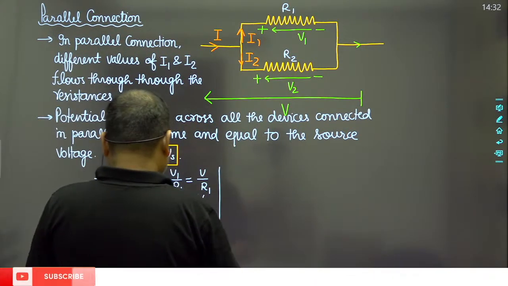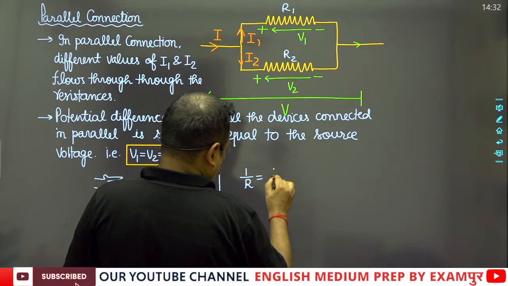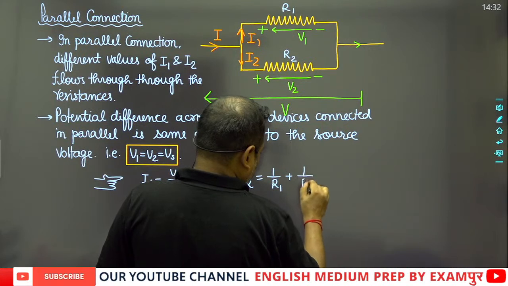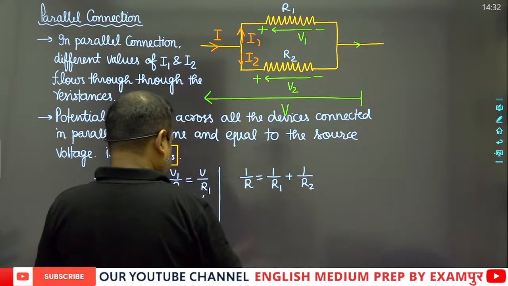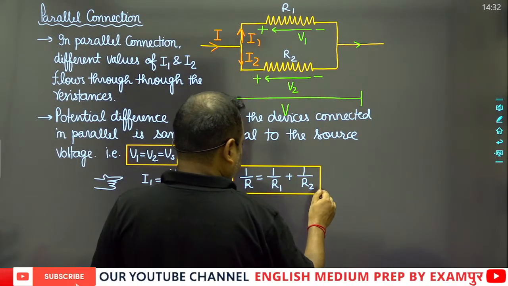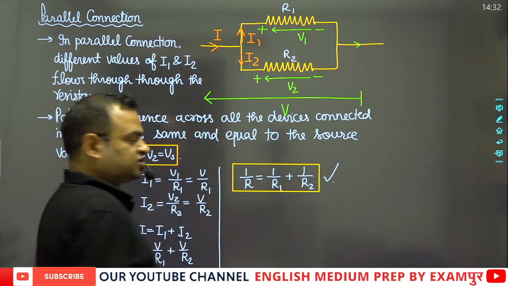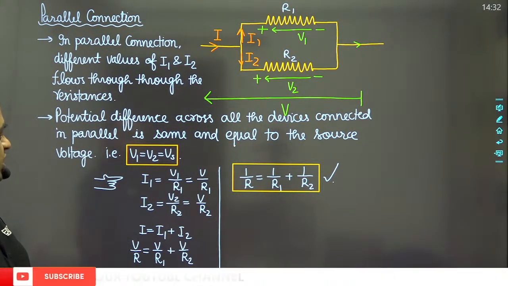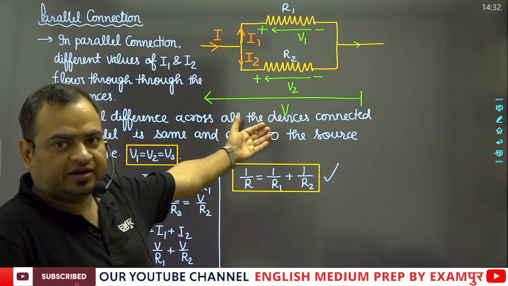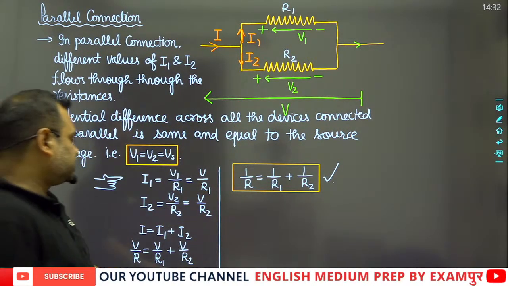Now 1 upon R will be equal to 1 upon R1 plus 1 upon R2. So this will be the total resistance of the circuit if all the elements connected in the circuit are in parallel connection. Here we can solve it like this.